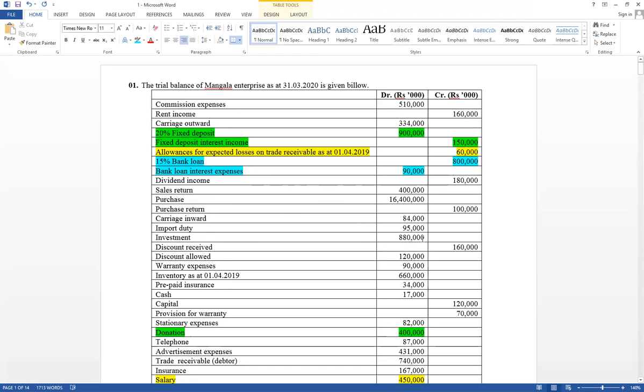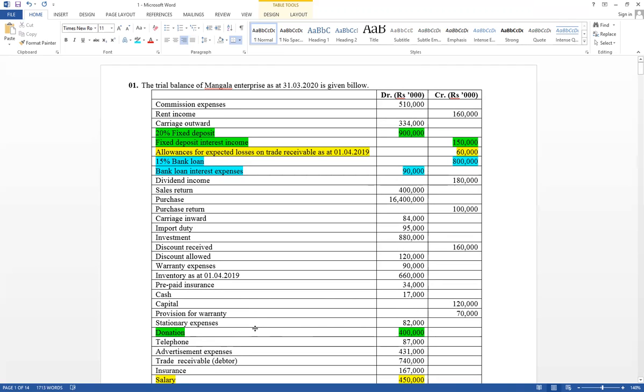Investment in between current and non-current assets, under fixed deposits. Dividends received under other income, second column. And discount allowed under distribution expense, first column. Warranty expense also under distribution expense, first column. Inventory opening balance, this is opening inventory, also under cost of sales calculation but second column. Prepaid insurance under current assets. Cash balance also under current assets. And capital under equity, that is an opening balance. Capital. Provision for warranty liability under current liability.